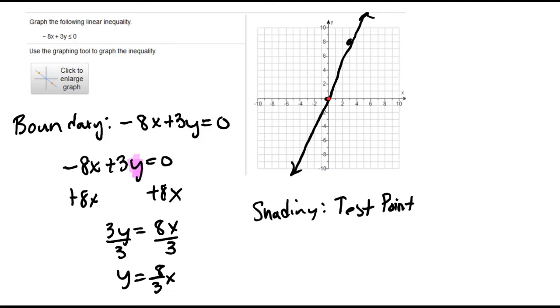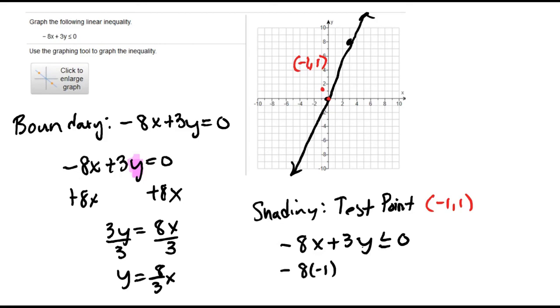So let's choose something else, and it doesn't matter what you choose, as long as you choose something that's not on the boundary line. So I just picked -1, 1 as my test point. You substitute that into your inequality. That gives me -8 times -1 plus 3 times 1 is less than or equal to 0.